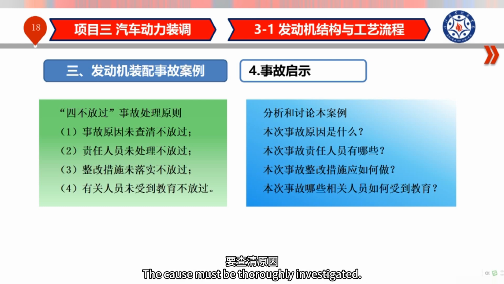The cause must be thoroughly investigated. Responsible personnel must be held accountable. Corrective measures must be implemented. Lessons must be learned. More importantly, actions must be taken. Apply the lessons learned to prevent similar incidents.